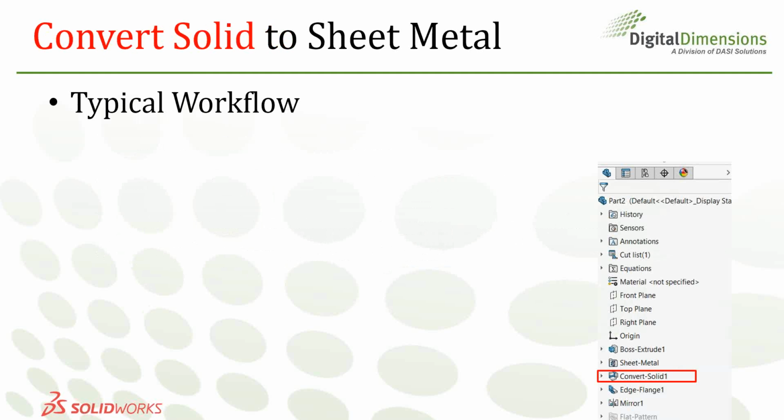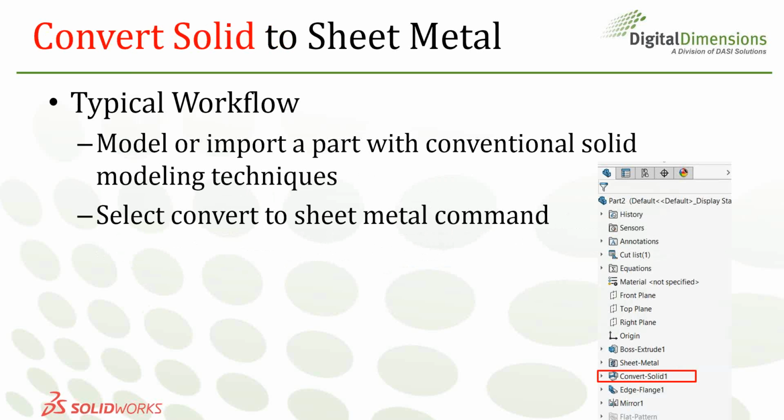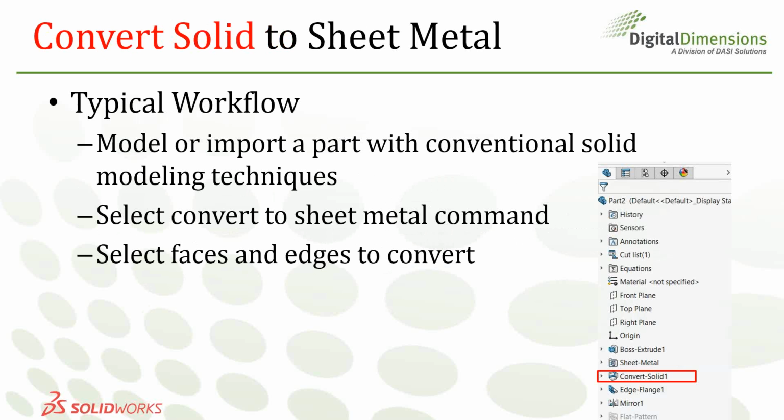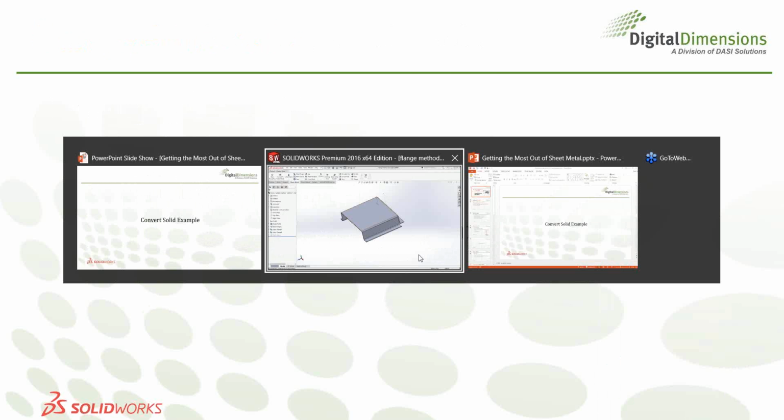So the next one I wanted to look at was the convert solid to sheet metal. And I'm surprised that not more people are actually using this method. It is a great method. It is less used just because most people that are designing in sheet metal are already designing in sheet metal, so they don't design solid parts and then convert them. But what this is good for is if you already have parts that are modeled, or you're importing a part that has conventional solid modeling techniques, and all you have to do is select the convert to sheet metal command and then select some faces and edges to convert that part. So let's take a look at how we might go about this.